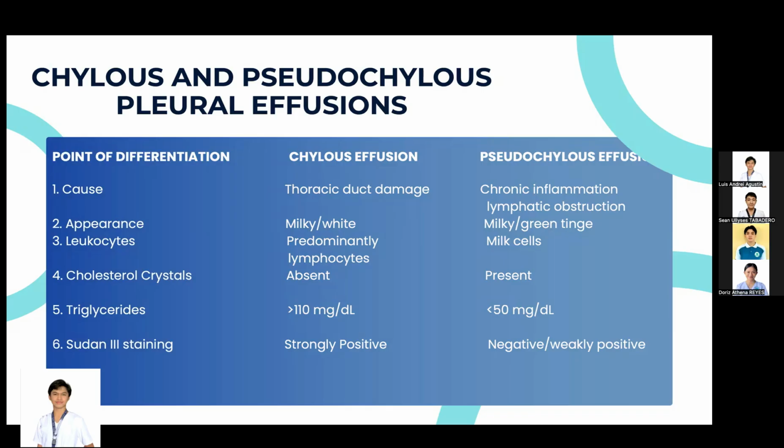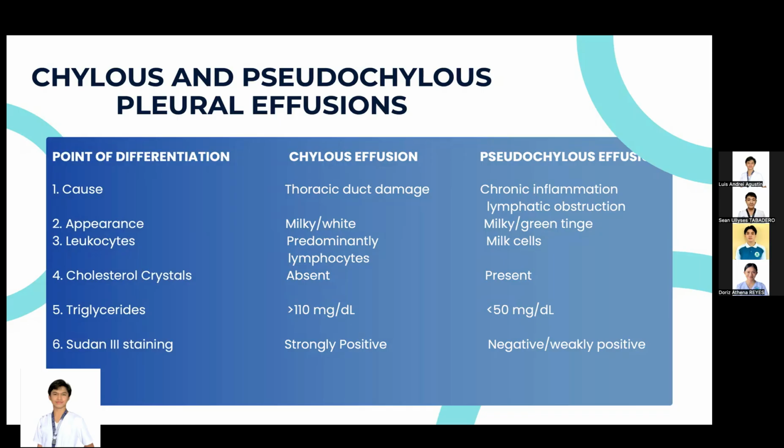Next, we have triglycerides. Triglyceride in chylous effusion is greater than 110 milligrams per deciliter, while less than 50 milligrams per deciliter in pseudochylus effusion. This is the most definitive test, or the gold standard test, for these effusions. Chyle is rich in triglycerides.